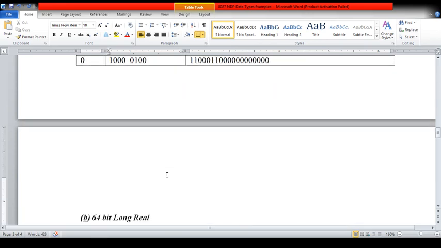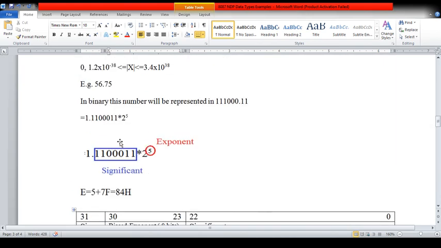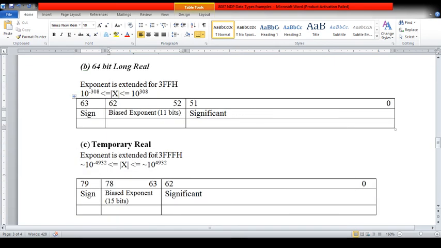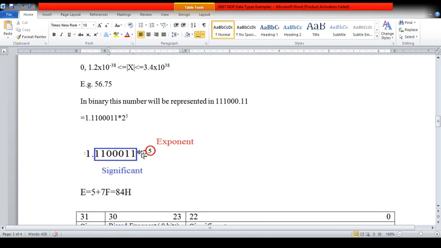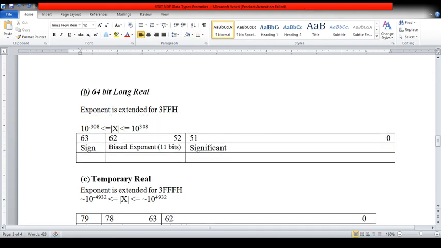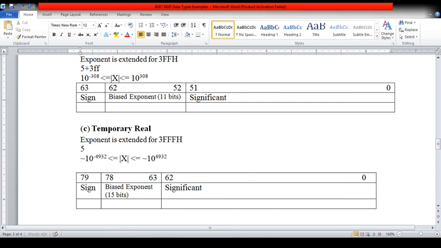So students should try the example of how to represent the same number using these formats, 64-bit long real and temporary real. To perform this calculation, we add the exponent 5 plus 3 ff. That value will be stored as the exponent here, the sign is positive, and in the case of this format the exponent will be calculated as 3 triple f, and the same value in 15 bits will be stored here as the biased exponent.